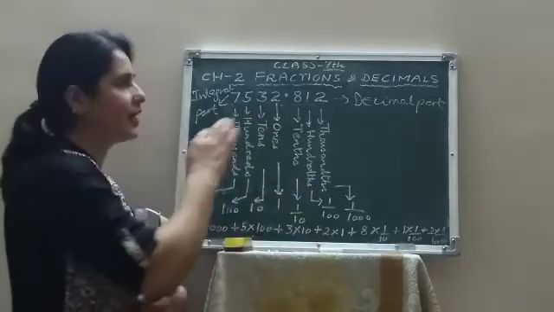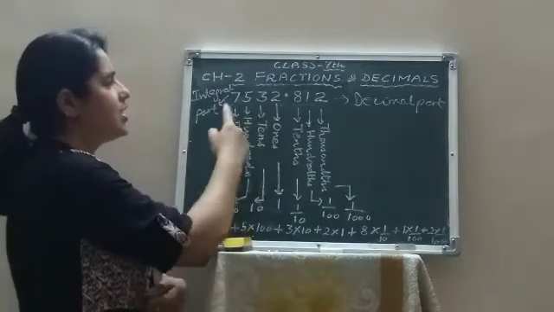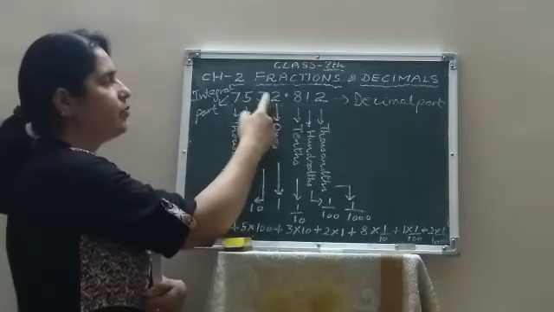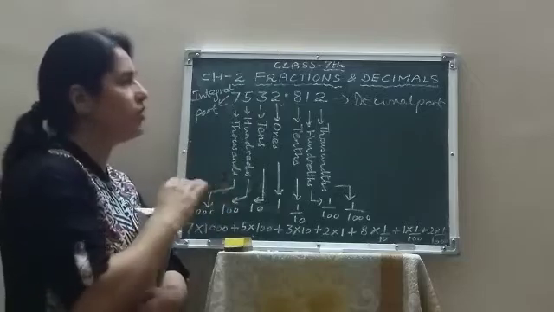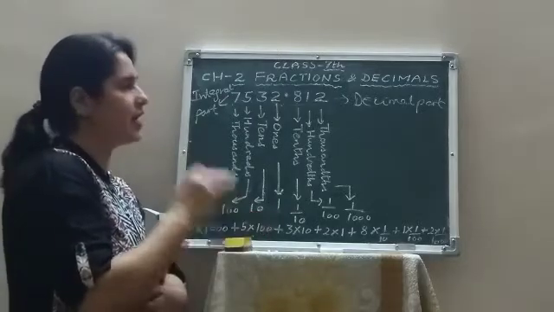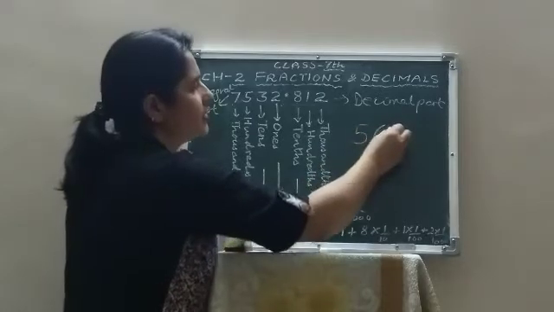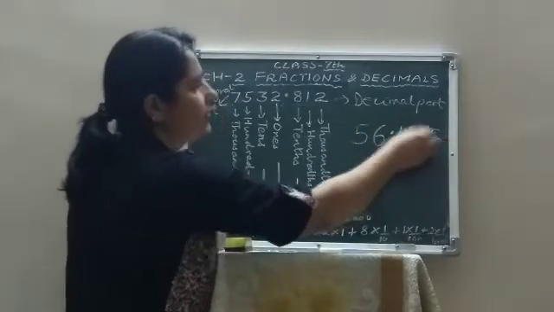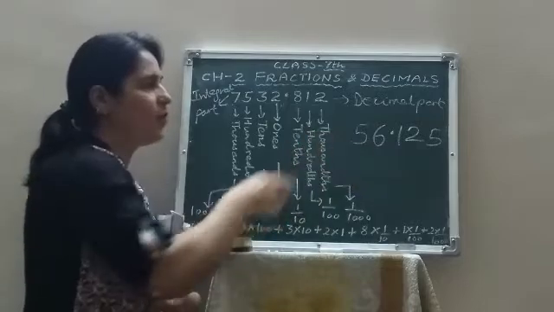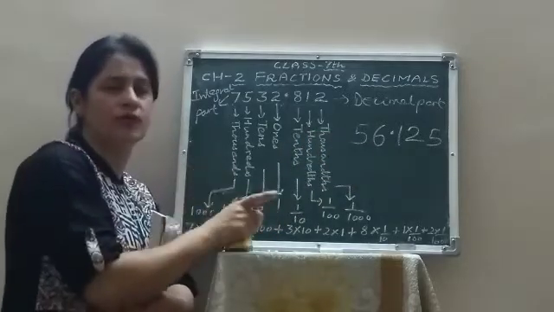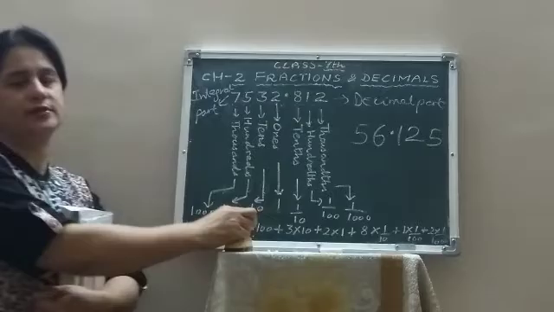Okay, one more thing children, while you are reading a decimal number, you will read the digits of the decimal part one by one, like I told you this number 7,532.812. You will not say eight hundred twelve, you will say eight one two. Similarly, if I write one number 56 point, how will you read it? This is 56.125. Okay children, remember this.